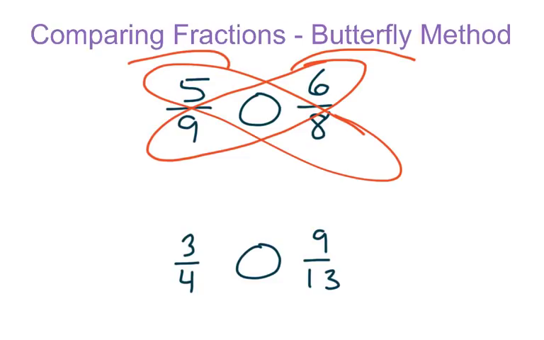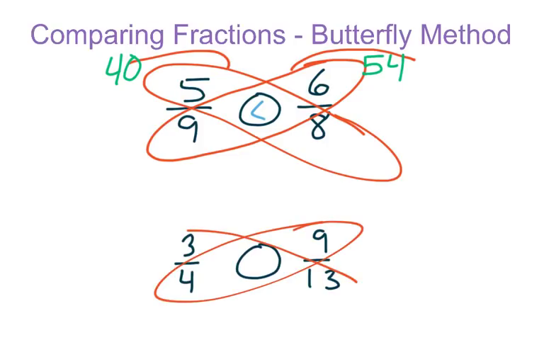So 9 times 6 is equal to 54. 8 times 5 is equal to 40. Whichever side has the larger product is the larger fraction. So in this case, 54 is greater than 40, so 6/8 is greater than 5/9. We can do the same thing for our problem below. So we're going to draw the wings of our butterfly, and then we're going to draw our antenna.